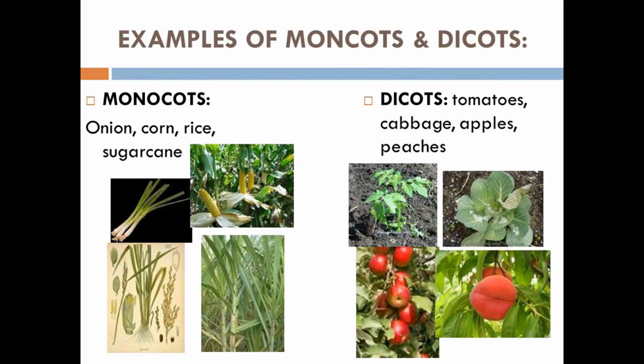So what are the differences between monocots and dicots? Monocot examples are onion, corn, rice, and sugarcane plant. Then dicot examples are tomatoes, cabbage, apples, and peaches. So that's the difference between monocots and dicots.